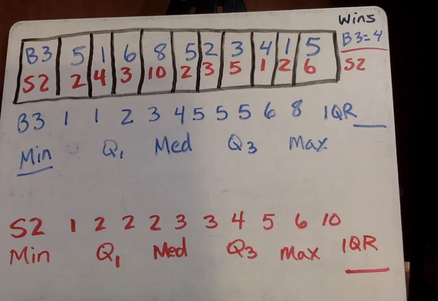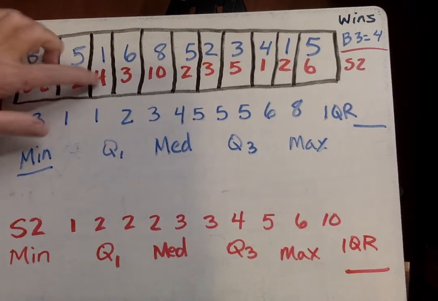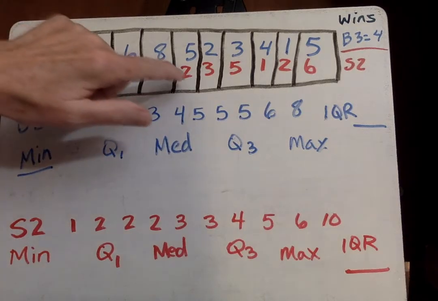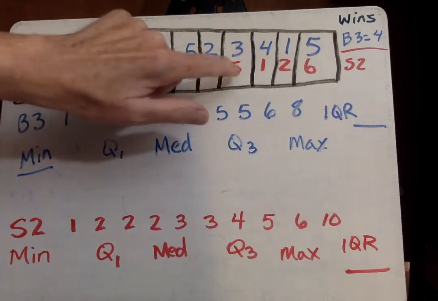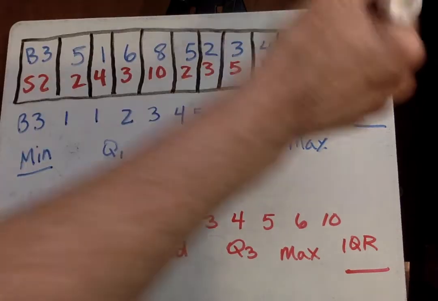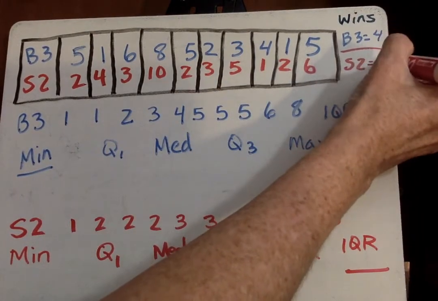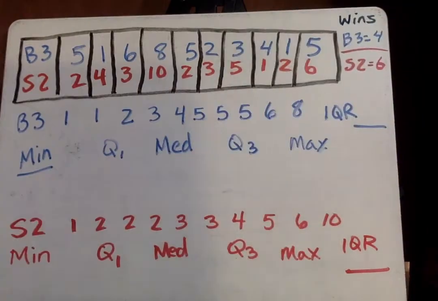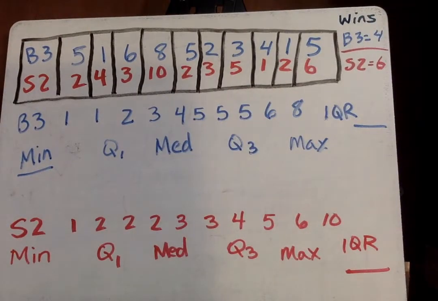Now, S2, how many does S2 have? Let's see. 1, 2, 3, 4, 5, 6. Okay, so evidently they didn't have any ties, which is good.